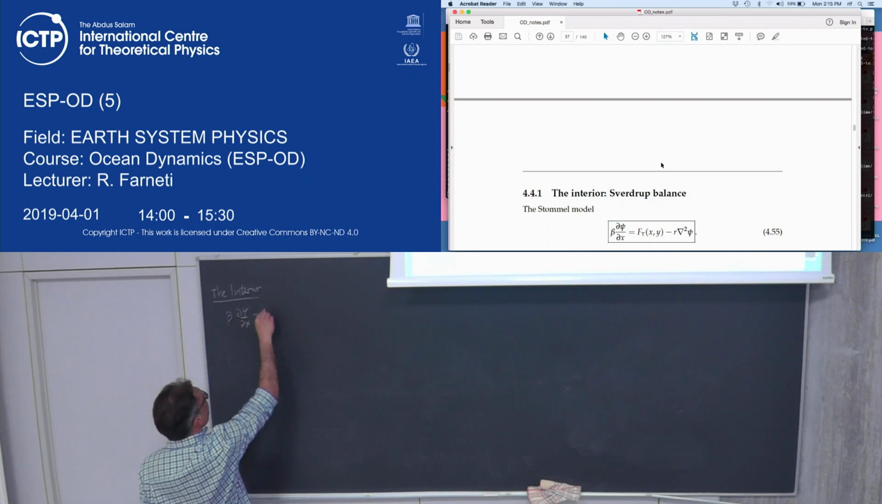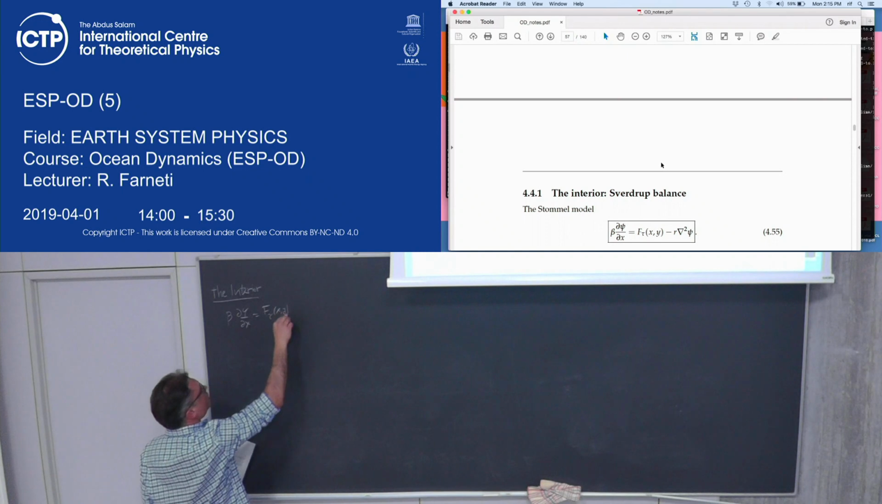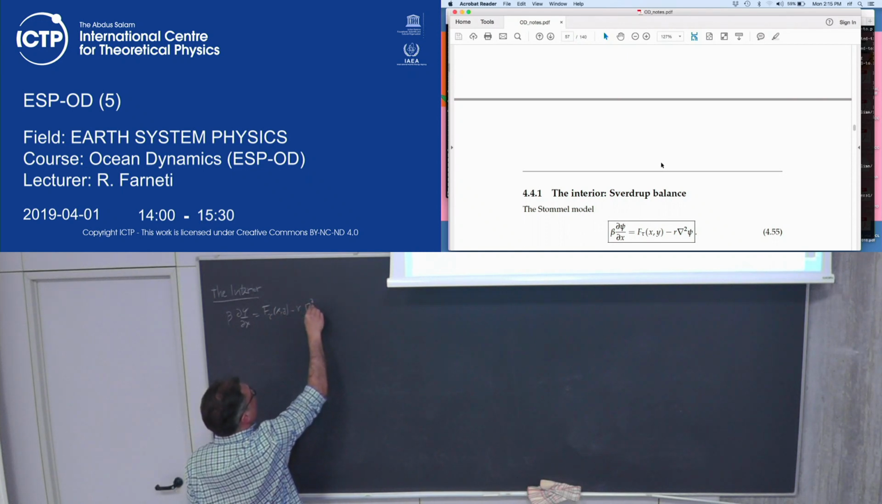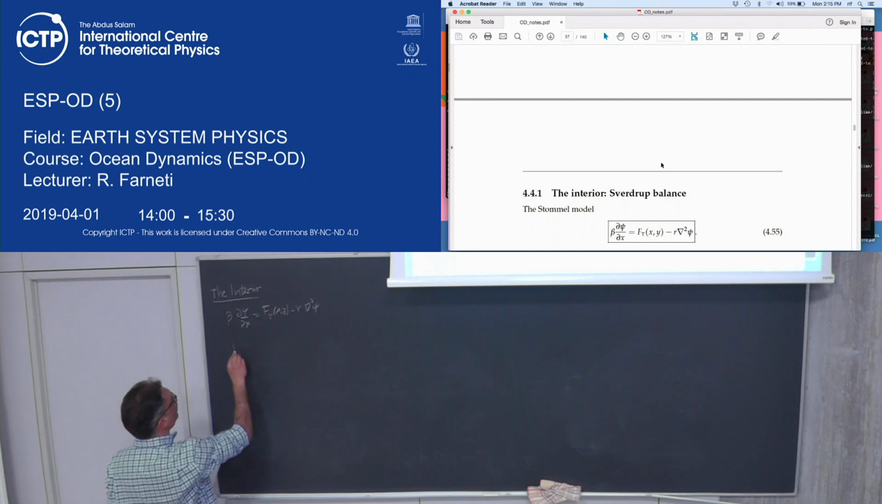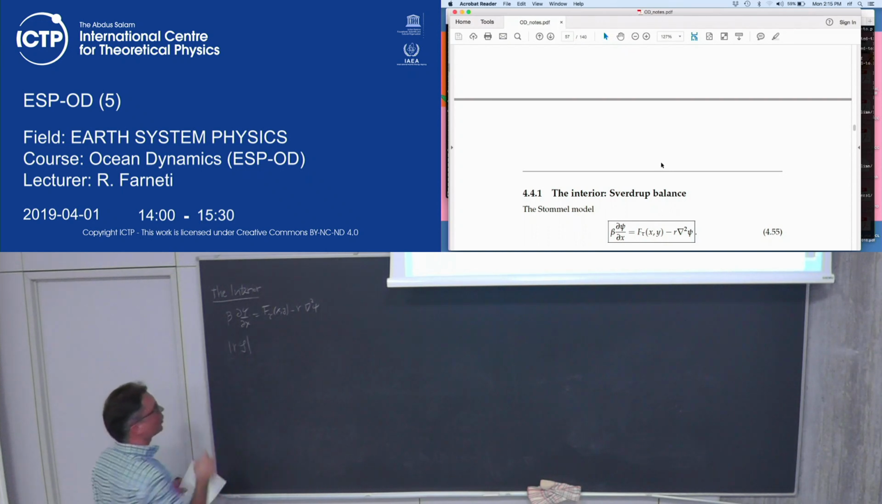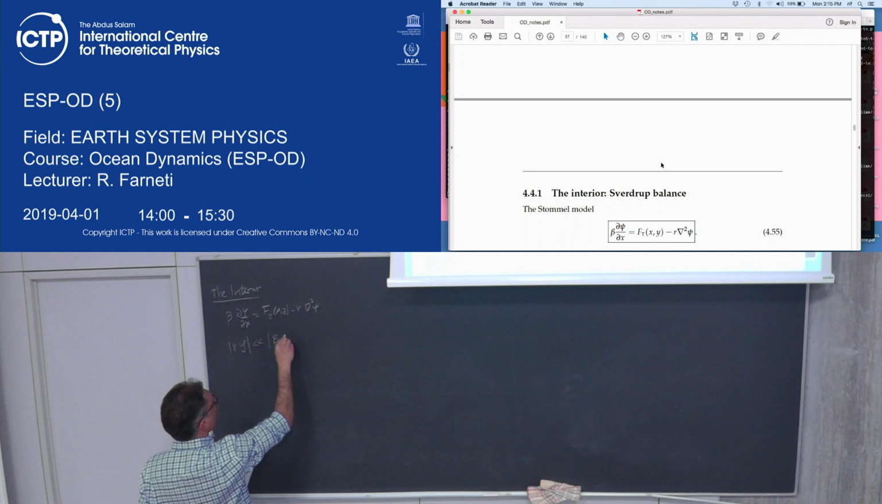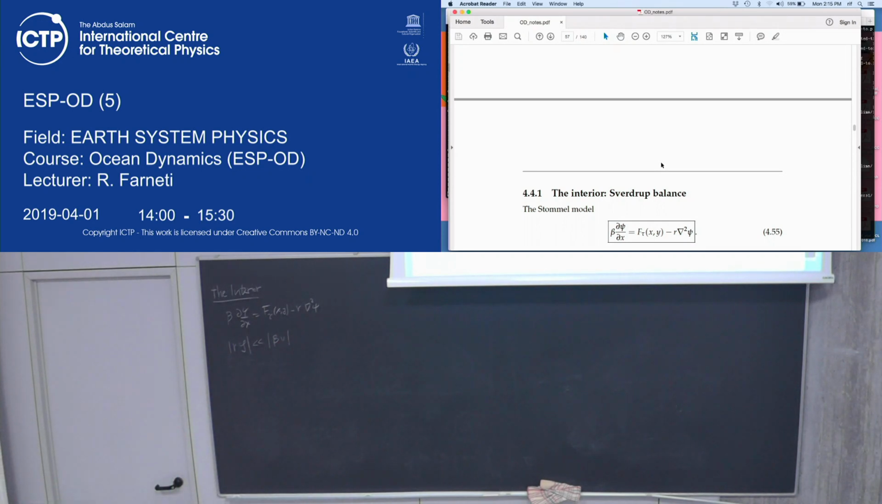Okay, so you have the Stommel model with some wind stress at the surface minus a linear drag at the bottom. So when can you neglect friction? You can neglect friction when the frictional effects are much smaller than the changes in planetary vorticity, which is what we've seen before with the beta Rossby number. So when the linear drag is much smaller than the changes in beta, then frictional effects can be neglected.